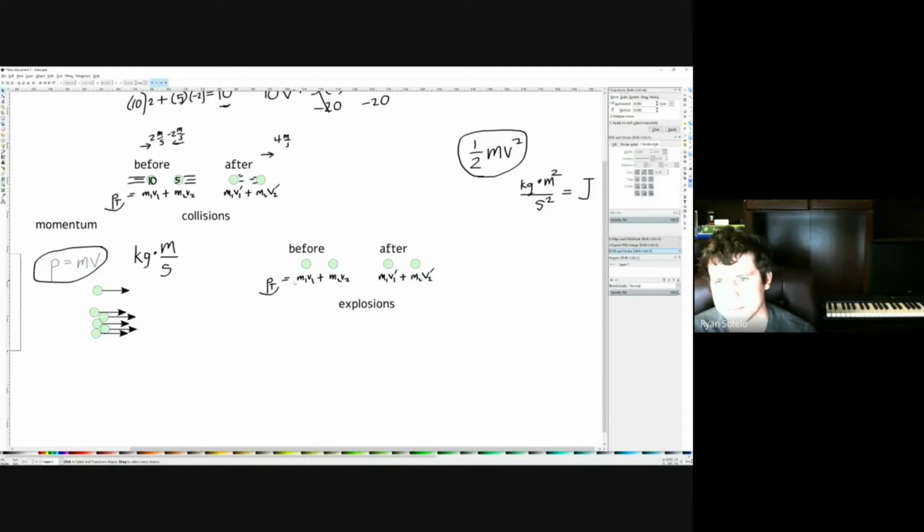Yeah, there you go. Maybe I'll duplicate that. Flip that. Okay. No. Weird. All right, so just the momentum before and the momentum after are the same. The total momentum.